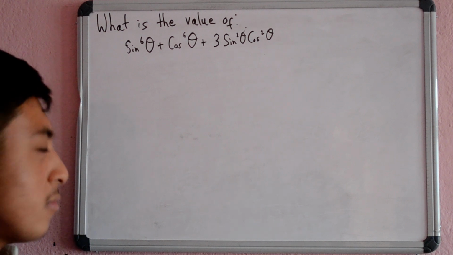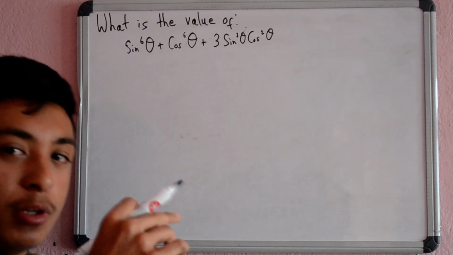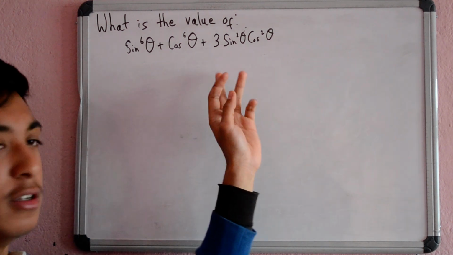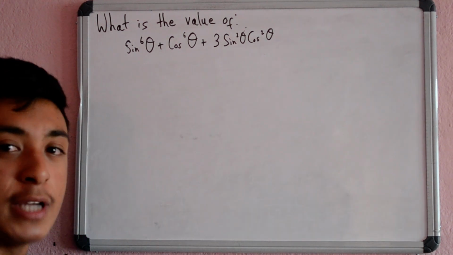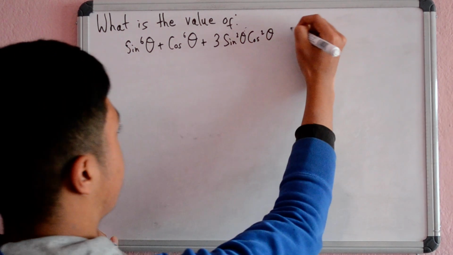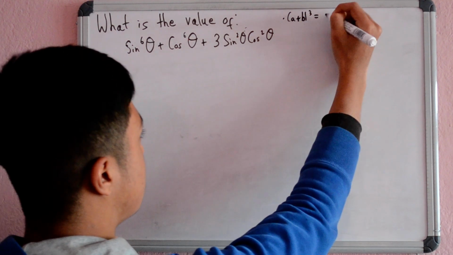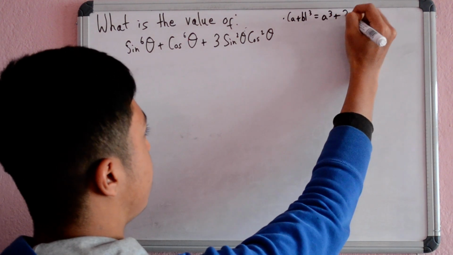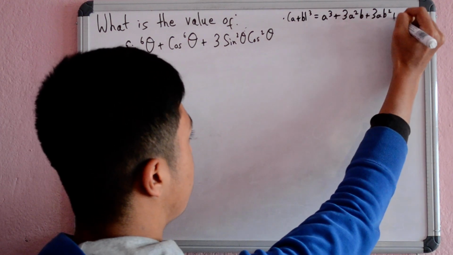Well, it kind of is like a square plus 2ab plus b square, except instead of 2, there is 3. That means instead of a plus b whole square, we need to look at a plus b whole cube. So, I'll write it right here. A plus b whole cube is a cube plus 3a square b plus 3ab square plus b cube.